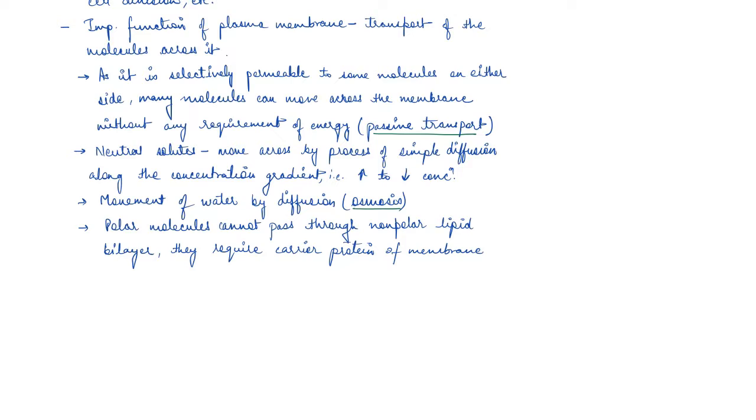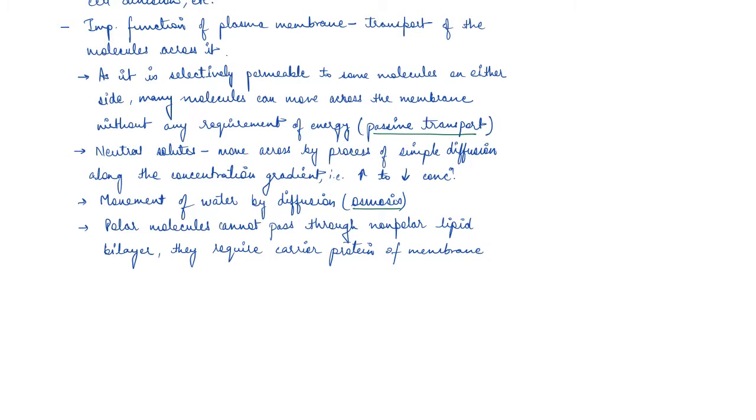Now, many molecules can move briefly across the membrane without any requirement of energy. And thus, this kind of transport is known as passive transport. But there are certain neutral solutes that may move across the membrane by the process of simple diffusion. Now, this happens along the concentration gradient, right? So from higher concentration to lower concentration, these molecules move. Water may also move across this membrane, but that also moves from higher concentration to lower concentration, right?